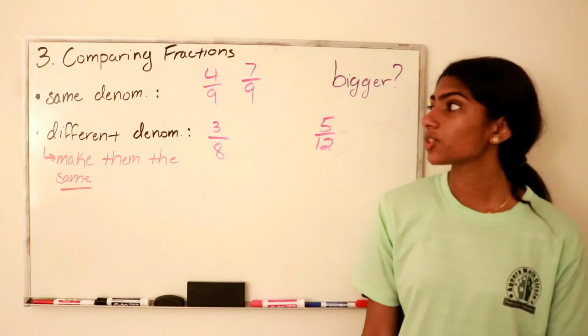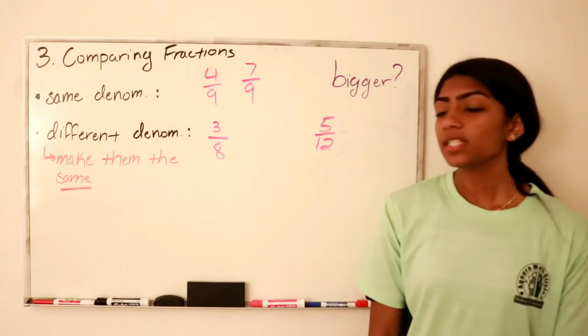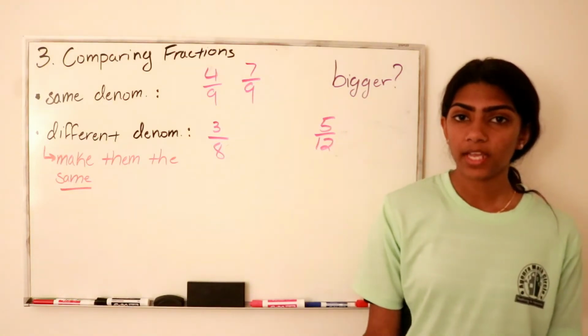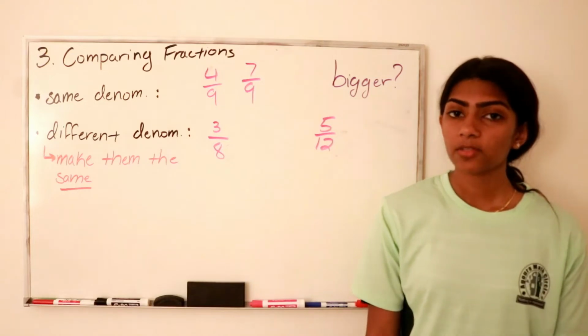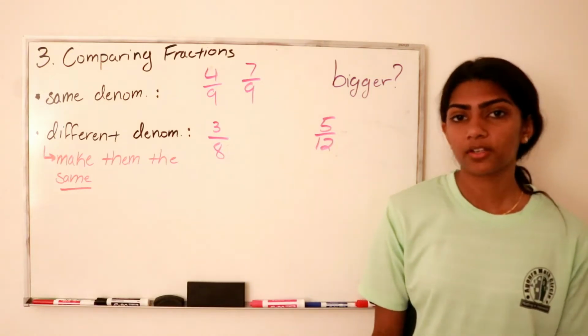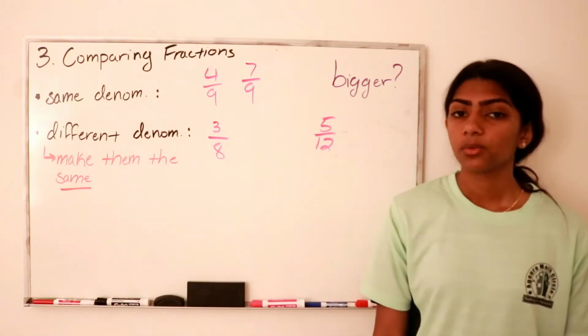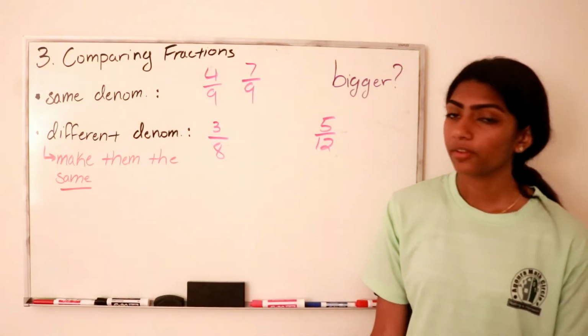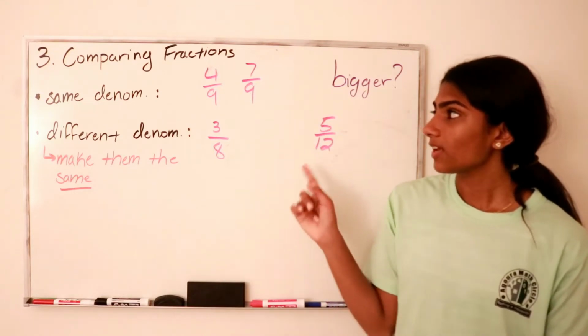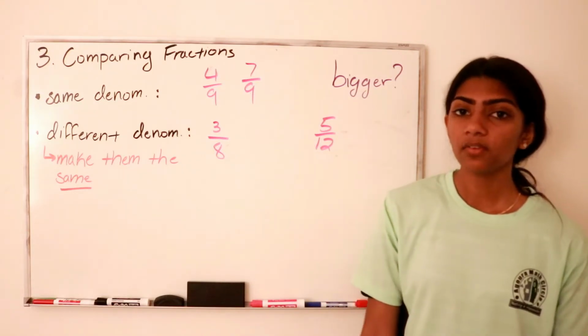So now let's move on to comparing fractions. So let's say you have two fractions with the same denominator. The only way you can compare them is by looking at the numerator and seeing which one's bigger or smaller. For example, let's look at 4 over 9 and 7 over 9. Which one's bigger? Well, let's only look at the numerators. We know that 7 is bigger than 4, so we know that 7 over 9 is bigger.